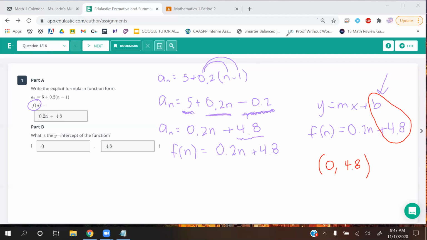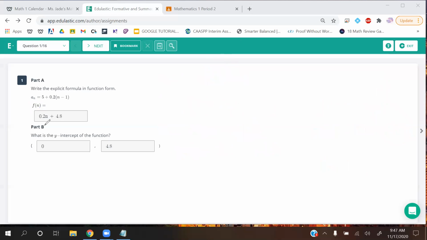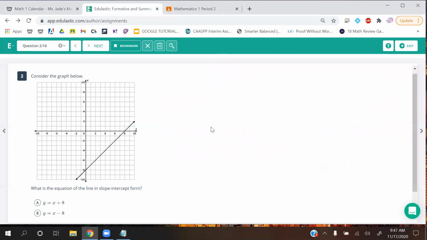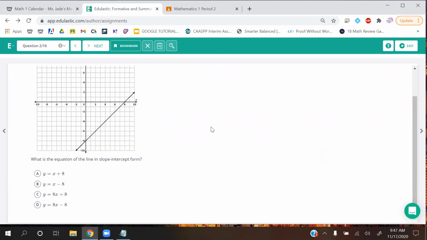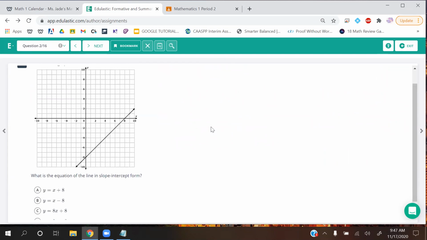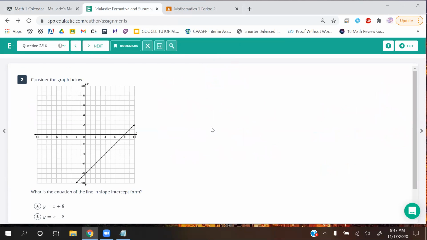Okay, clearing all the drawings now. The answer is right here still, but we're going to go next. Number 2, consider the graph below. What is the equation of the line in slope-intercept form? Okay, so ignoring the options there, but let's just write the equation out together.